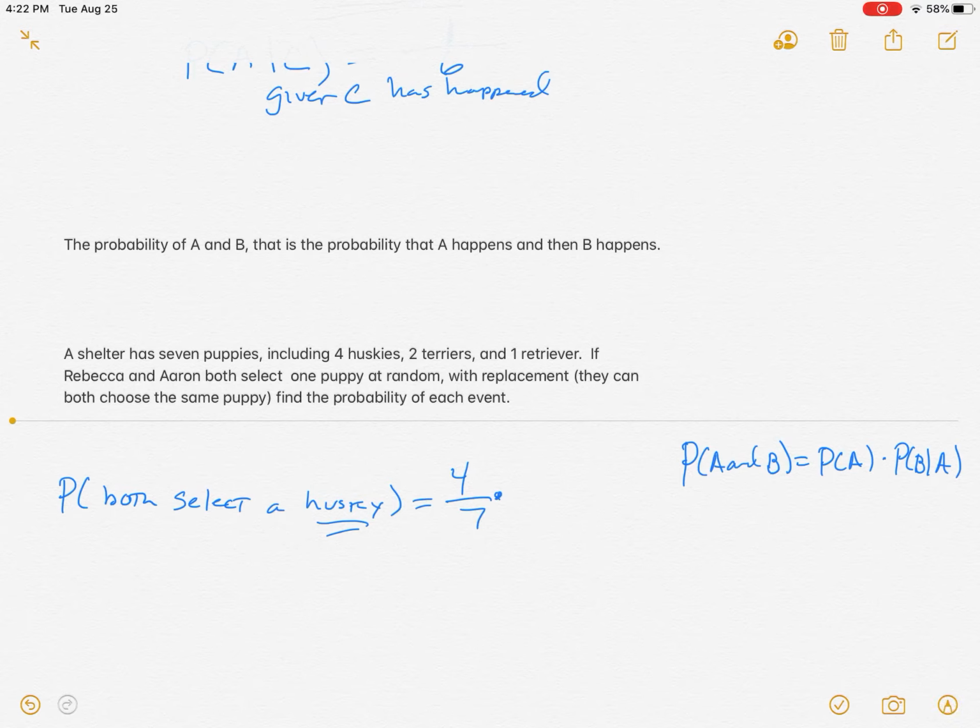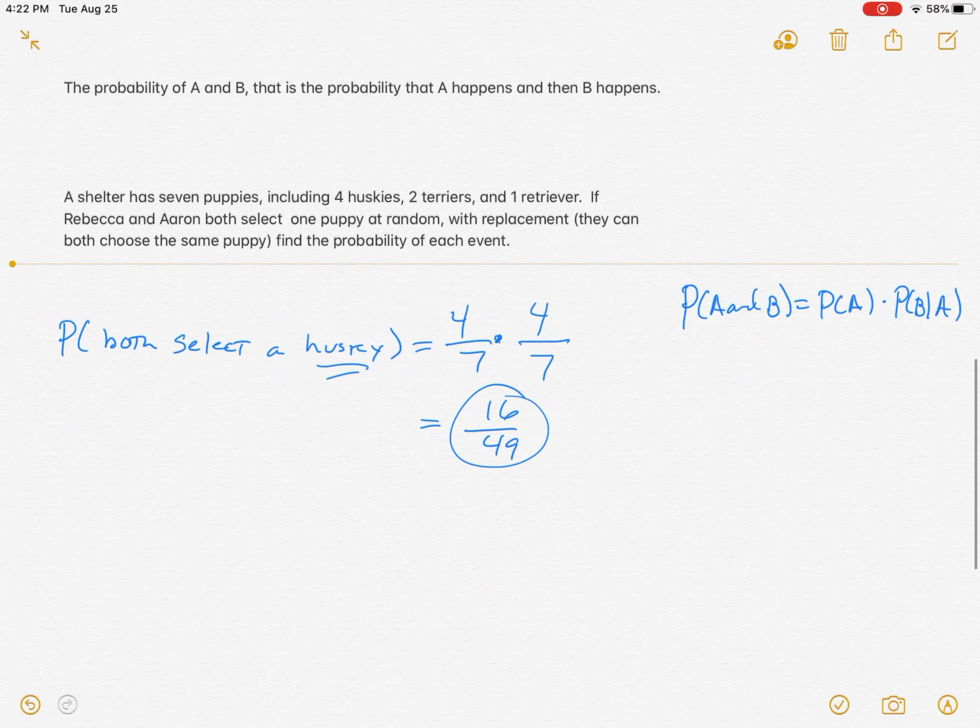Then Aaron comes in, and because we did not remove the dog, Aaron's looking at 7 dogs, 4 of which are terriers. So it's very common for these to be the same number when the events are independent, when it didn't really matter what Rebecca did. So it didn't matter what Rebecca's choice was because it didn't remove a choice for Aaron. And so we're almost done. We have 16 over 49 as our answer, and that doesn't reduce at all.